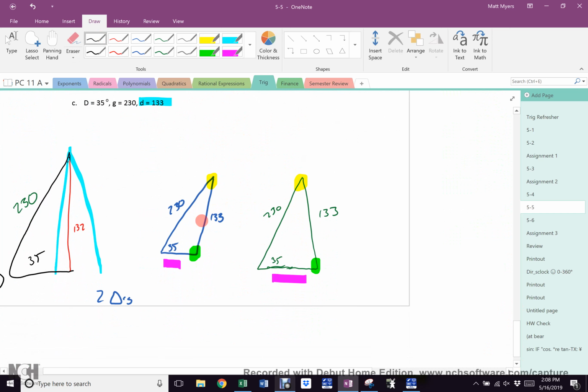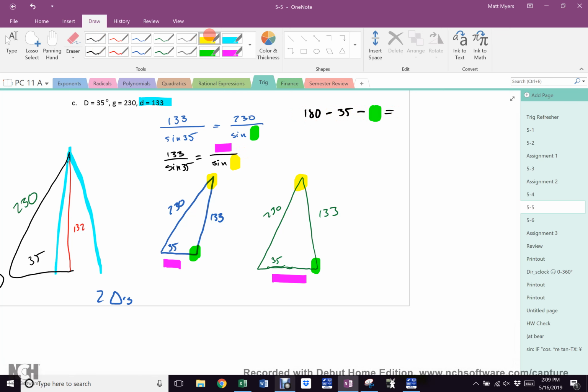This guy, what's the pair I have? 133 over sine 35 equals 230 over sine, the green sine, yes? Right? Once I have that green sine, then 133 over sine 35 equals the purple side, purple over what? Over what? Sine yellow. How do I find sine yellow? It's 180 minus 35 minus green equals yellow.